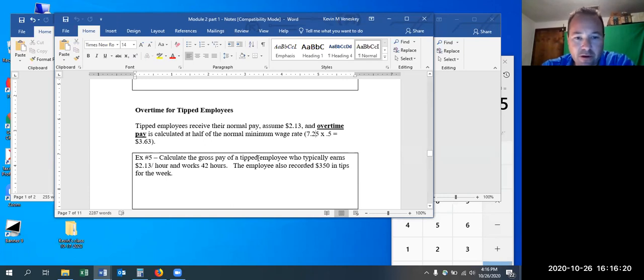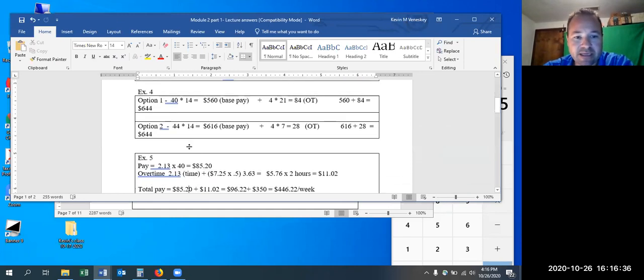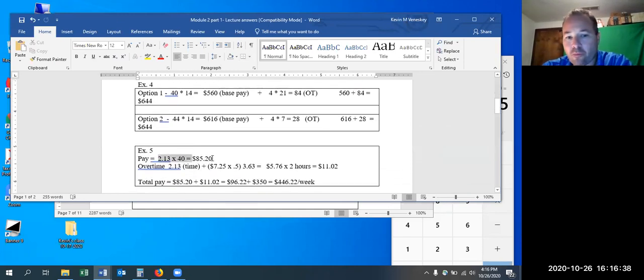The scenario here is we have a gross pay of someone who typically earns $213 an hour and works 42 hours. The employee also had 350 in tips for the week. So how much should they get paid? So I come down here in my example, their normal pay, because I'm going to go back and do it this way. This is the way that makes the most sense to me.